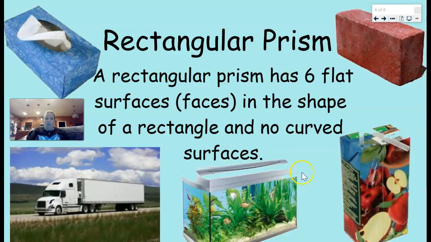Take a look at these examples of rectangles that you might see as you are outside or in your house, like the side of the semi-truck. Right in the back of the semi-truck, you can see the rectangular face, but that whole thing is three-dimensional. It's a box that carries food or other things. The fish tank is a rectangular prism. Your juice box is a rectangular prism. A brick, Kleenex boxes, those are all rectangular prisms.